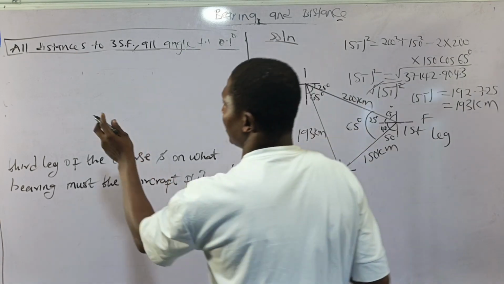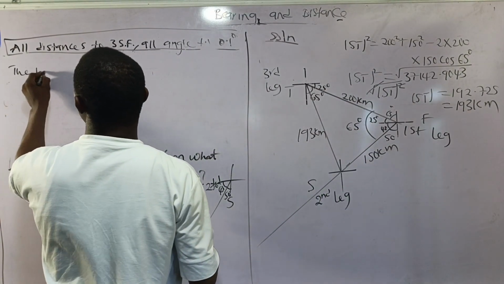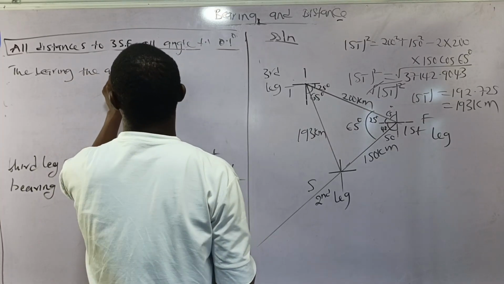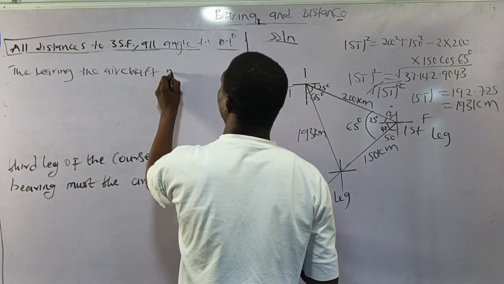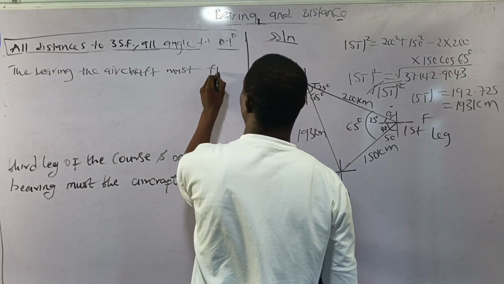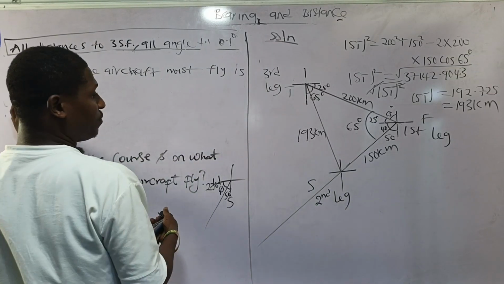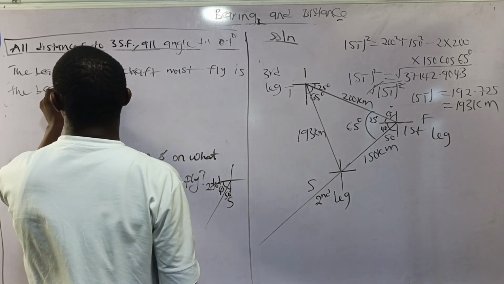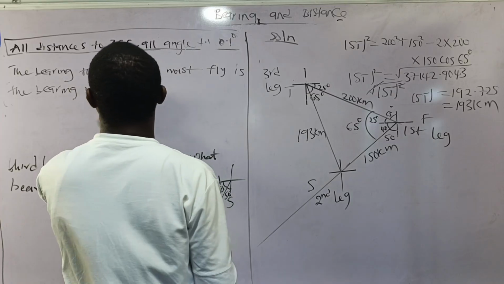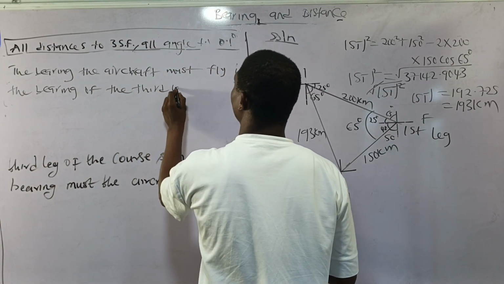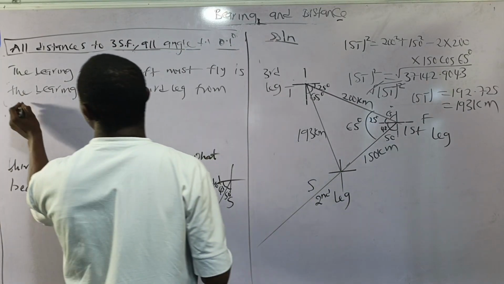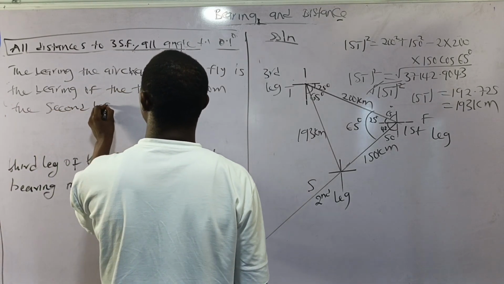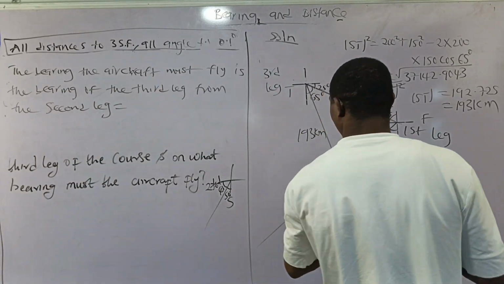The bearing, let me write it out. The bearing the aircraft must fly is the bearing of the third leg from the second leg, and that should equal.